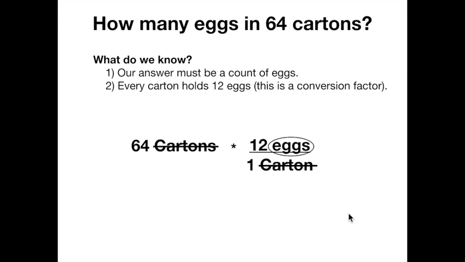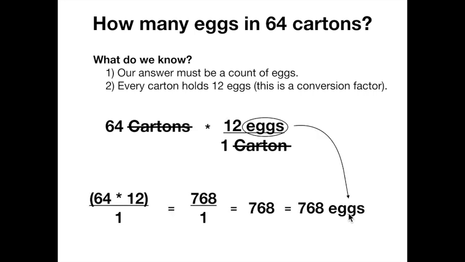Perfect. So if we know that our units are correct, which we just did by canceling out cartons and seeing that we only have eggs remaining, that satisfies part 1. We can be pretty confident that our math will follow and also be correct. So let's just go through and do our math.